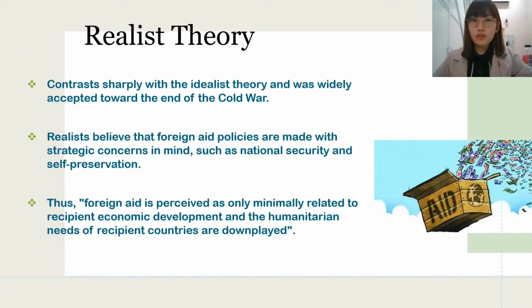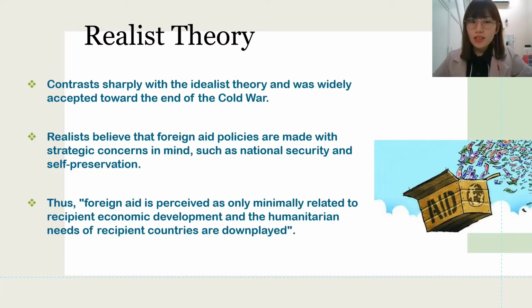The second theory is realist theory. Realist theory contrasts sharply with the idealist theory and was widely accepted towards the end of the Cold War. Realists believe that foreign aid policies are made with strategic concerns in mind, such as national security and self-preservation.